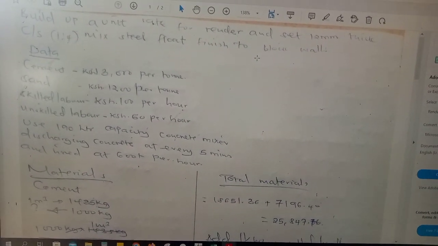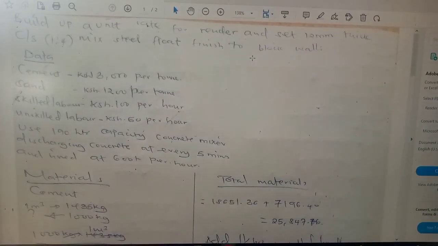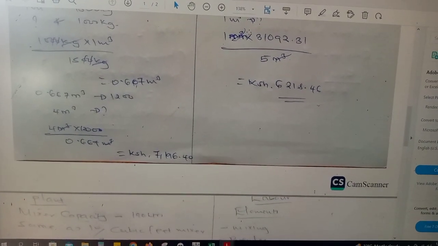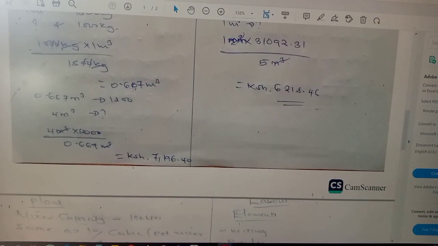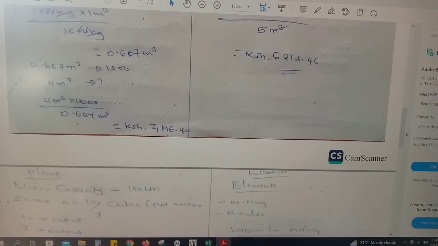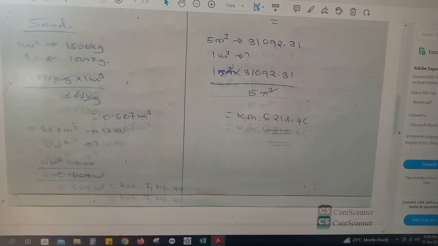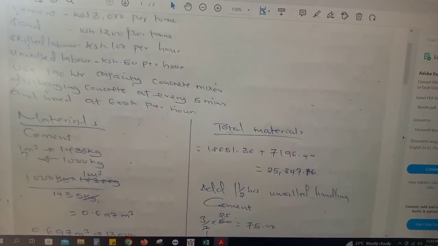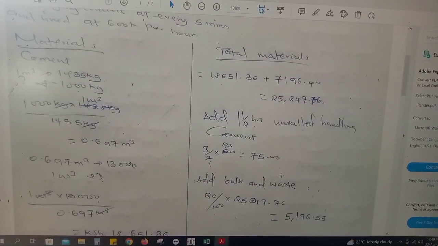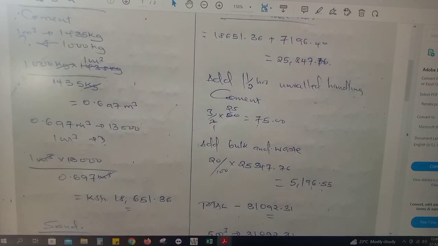Cement sand, that CS means cement sand ratio, is 1 to 4. Cement is 1, then sand is 4. So you'll multiply your rate by 4. Even you can say 0.667 meter cube is equal to 1,200, what of 1 meter cube? Then the answer that you get, you multiply by 4, is still the same. So that is what you'll do, and the cost of sand is there. Then you get the totals for the material, which is sand and cement. The total is 25,847 and 76 cents.